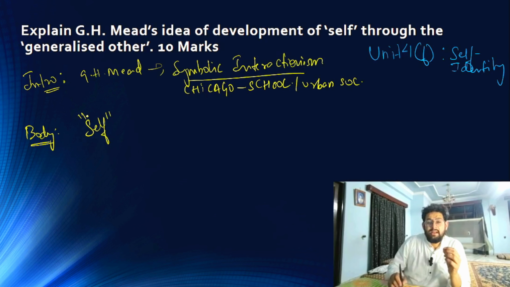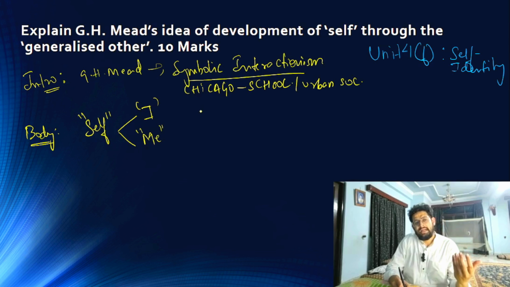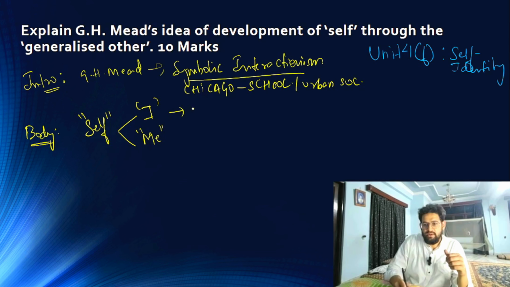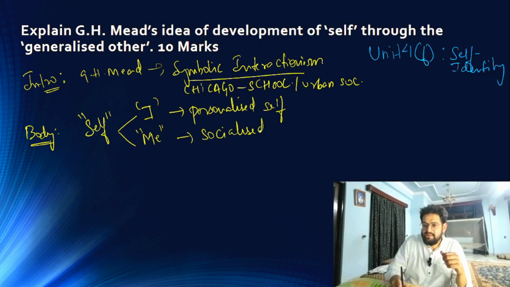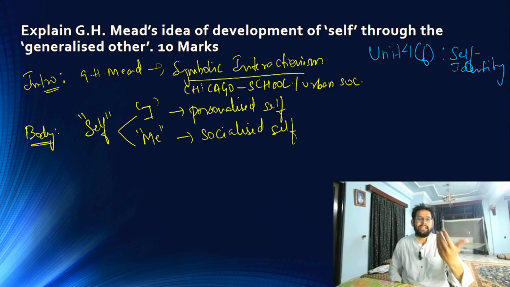And if you see, Mead has been very particular in discussing this term self. And what did he do? He divided this into two forms of self. One is called I, that is how an individual tends to perceive things. So this will be labeled as a personalized self, and I will write the word personalized self, and the me is considered to be a socialized self. It means how do you interpret things, but how do you present it in front of the others. So it's basically your personality is developed in a bi-directional manner.